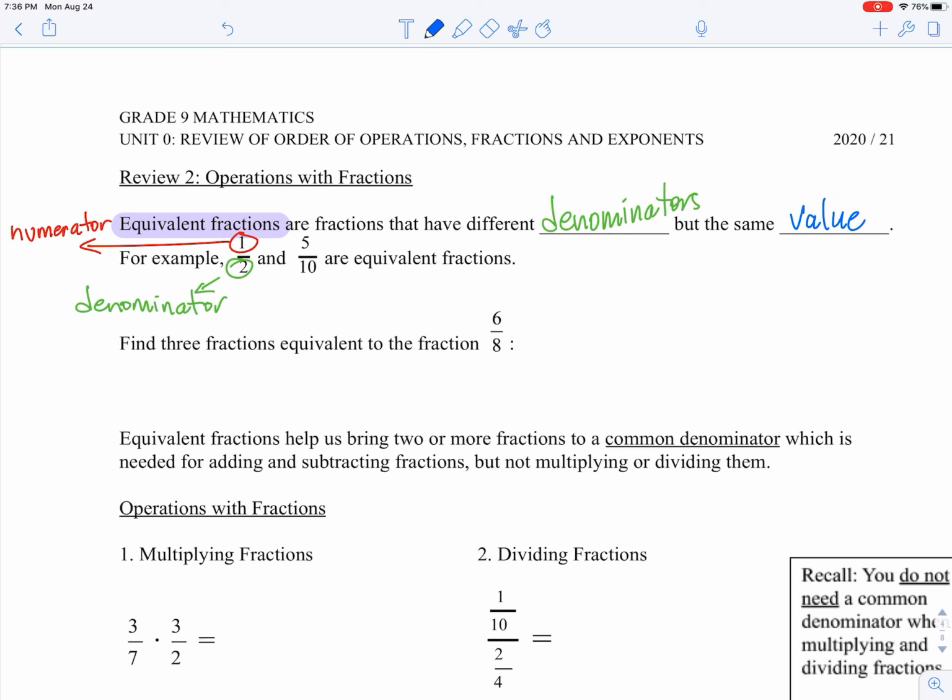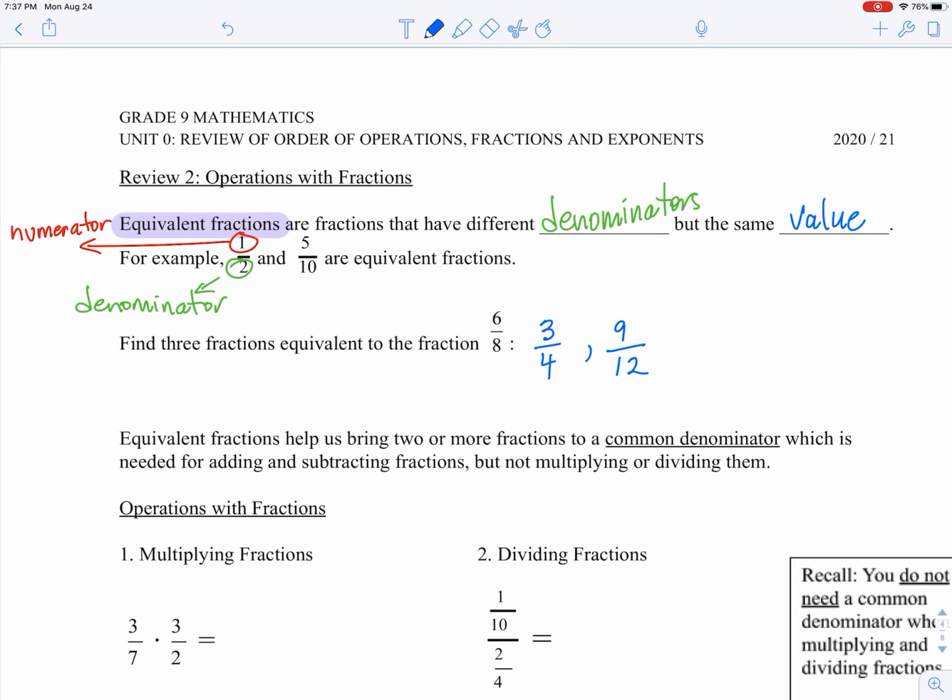So for example, 1/2 and 5/10 are equivalent fractions. If I asked you to find 3 fractions equivalent to the fraction 6 over 8, think of one right now. Chances are you probably thought, hey, I can simplify it to 3 over 4. That's a pretty common one. And once you have 3 over 4, you could times the top and the bottom by the same number. You can multiply the top and bottom by 3. So it could be 9 over 12.